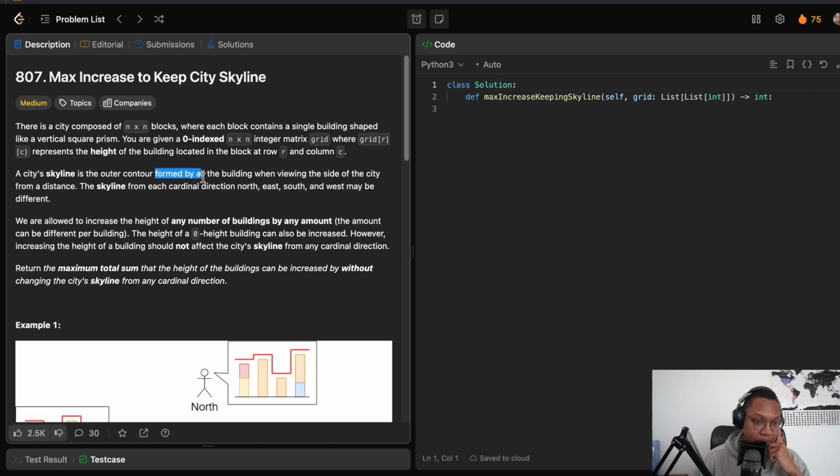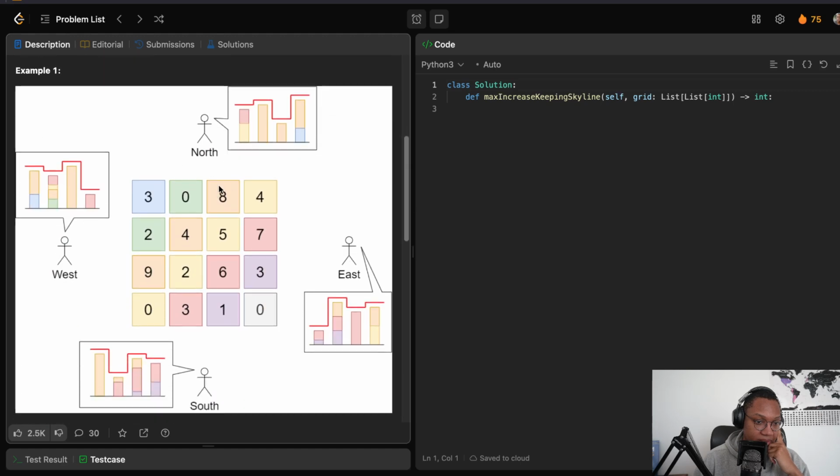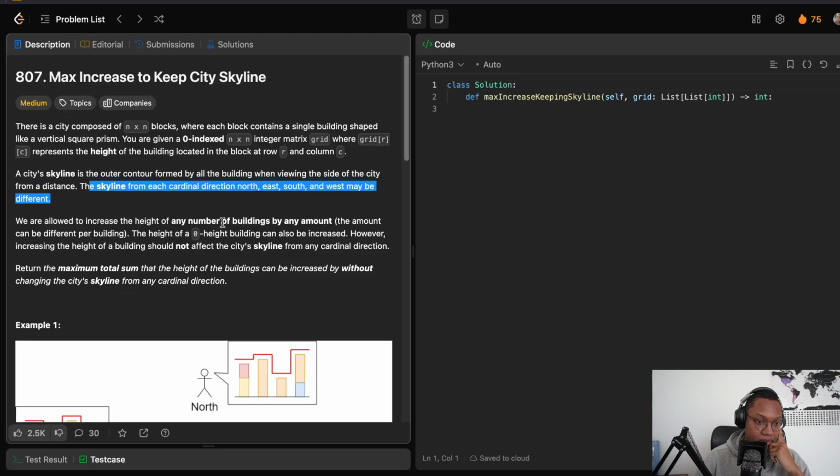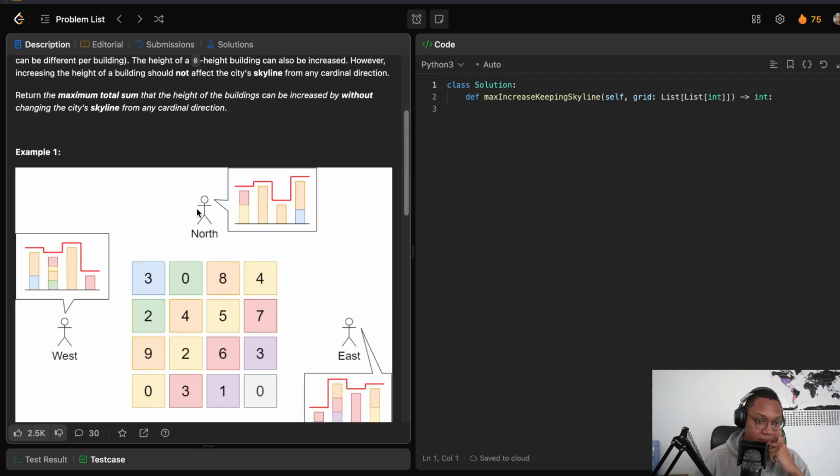No idea what that means. Formed by all buildings when viewing the side from a distance. The skyline from each cardinal direction: north. What does that mean? North from which position? From here? From here? The outer contour. Okay, so we stand here at the north and then we view it. Okay, I understand. We stand here at the north and then we look.